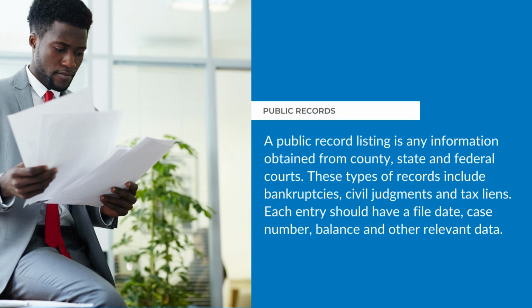Public records. A public record listing is any information obtained from the county, state, or federal courts. These types of records include bankruptcies, civil judgments, and tax liens. Each entry should have a file date, case number, balance, and other relevant data.